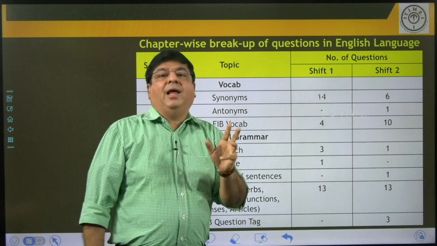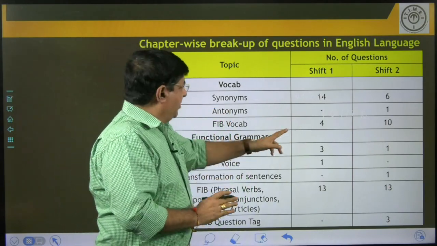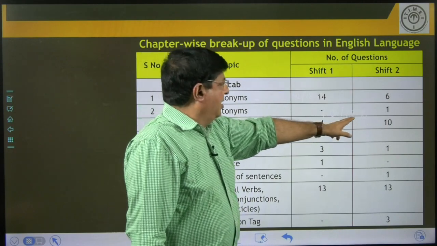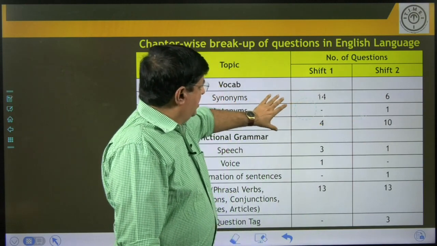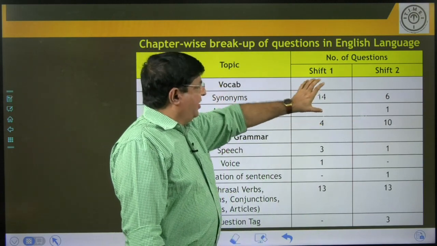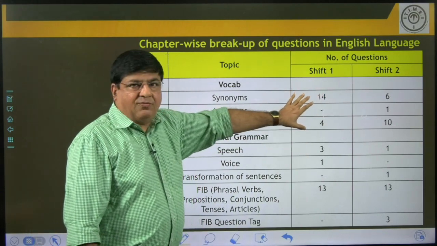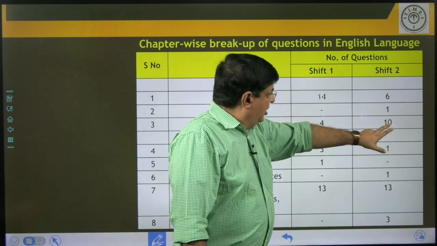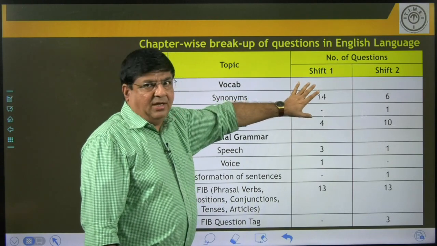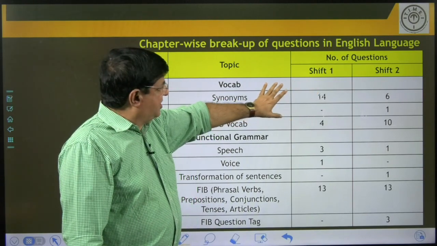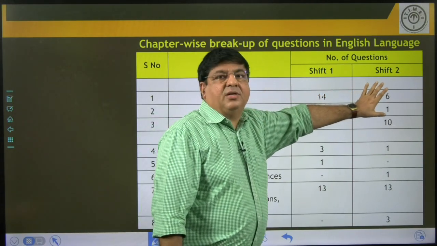Vocabulary based fill in the blanks. Given words, you have to fill in the blank with the given words. The number of questions were 4 in shift 1 and 10 in shift 2. Now if you add the total number of questions which are asked in shift 1, 14 plus 4, 18 questions from vocabulary. Shift 2 lo 10, 6 and 1, 17 questions. So as far as vocabulary is concerned, 18 questions in shift 1 and 17 questions in shift 2.